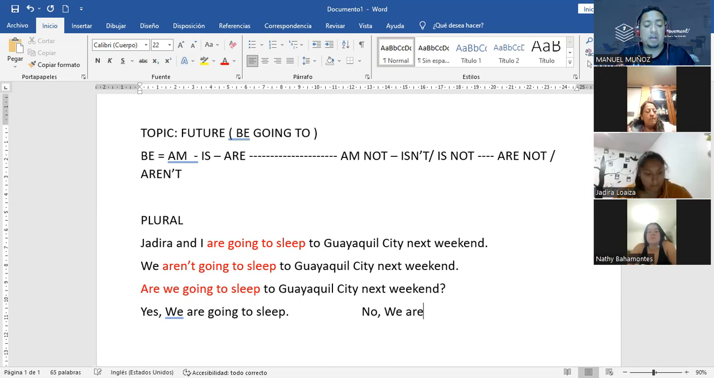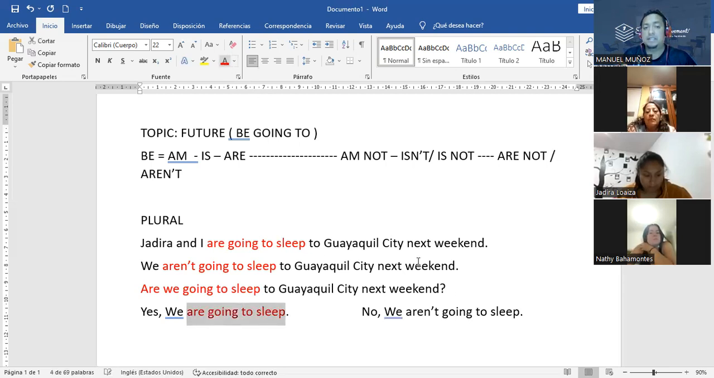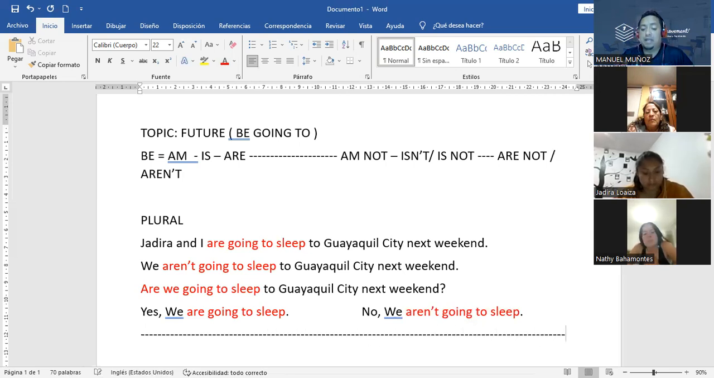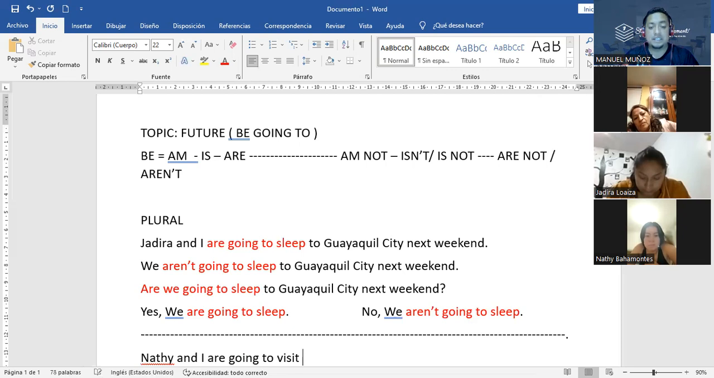In this negative, you have this option, or using the contraction, or is possible, you have are not. No problem. It is going to sleep. That's all. I'm using the color red because you have this, it is necessary. It is online, and you have this, don't forget to remember on this activity. Yes? On the first, it is my first example, you have this. Vamos, the next, it is Nati. Nati and I are going to visit.